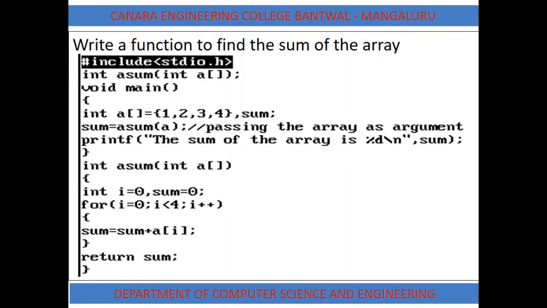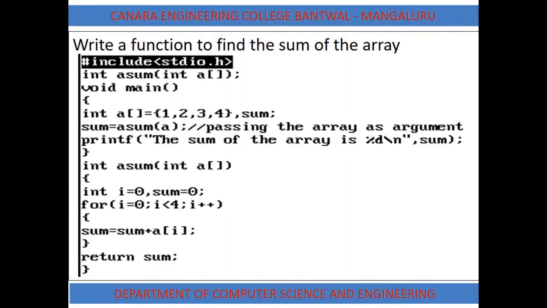Again, i is incremented by 1. So now 1 is less than 4, the condition is true, so control will come inside the for loop. Now sum equal to sum plus a of i. Sum value is 1 now. So 1 plus a of 1. A of 1, the value stored is 2. So 1 plus 2 is 3.